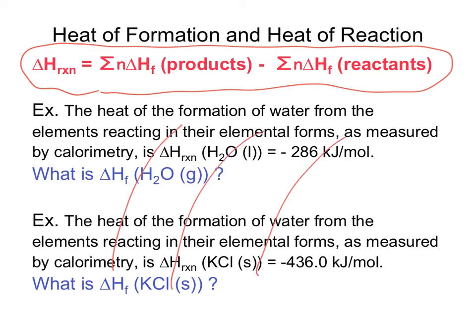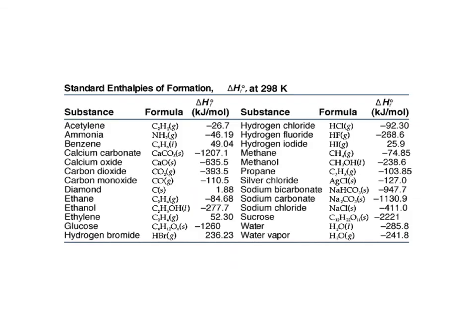So in general, if you have a reaction, the heat associated with the reaction is going to be the sum, the Greek letter sigma, of the heats of formation of all the products. You get those numbers from a table, multiplied times the coefficient for each one. And then you subtract the sum of the heats of formation of the reactants, and each one gets multiplied times the coefficient as well.